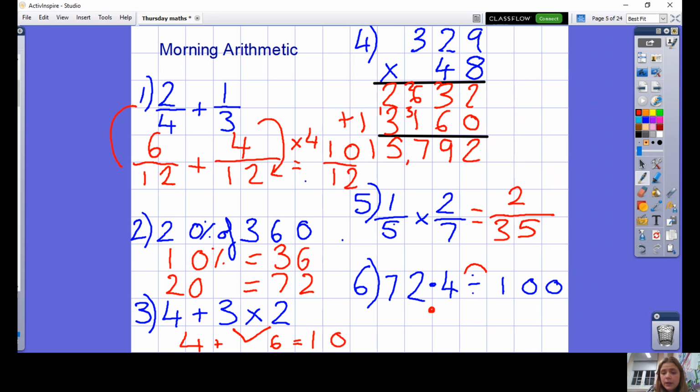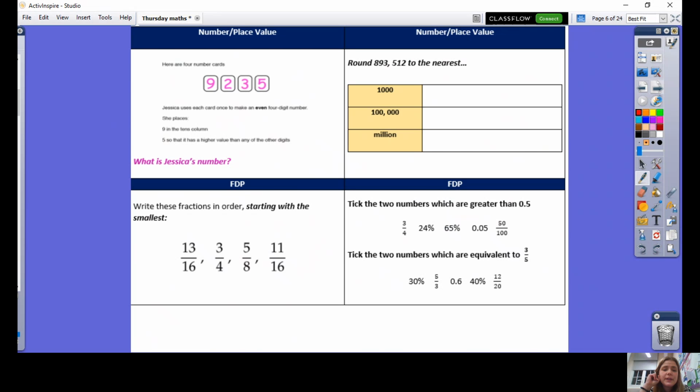When we're dividing by 100, I know I'm dividing, so I'm moving to the right and I'm moving 2 place value columns. 4 goes down, 1, 2. 4 to here, 2 to here, 7 here. I need to put a 0 in the ones column to show that I'm holding that place value, 0.724. Please pause the video and have a go at your reasoning questions.